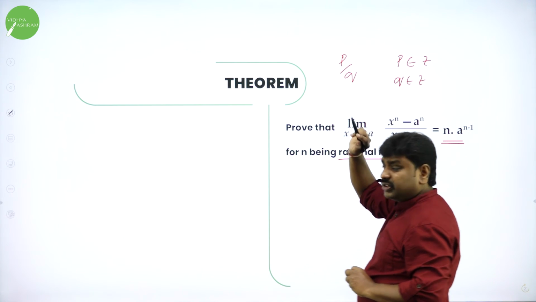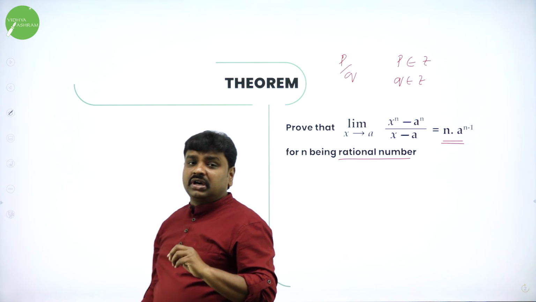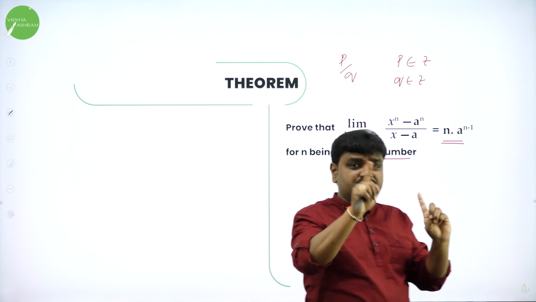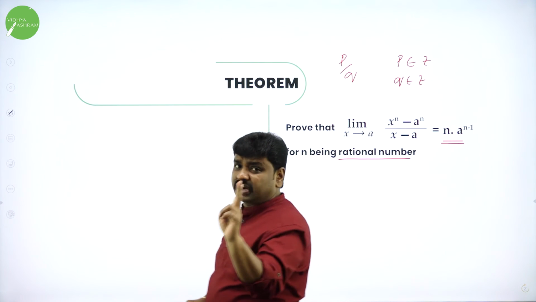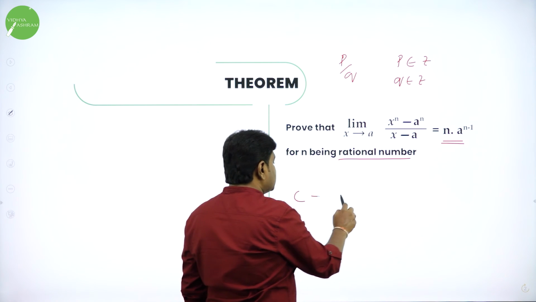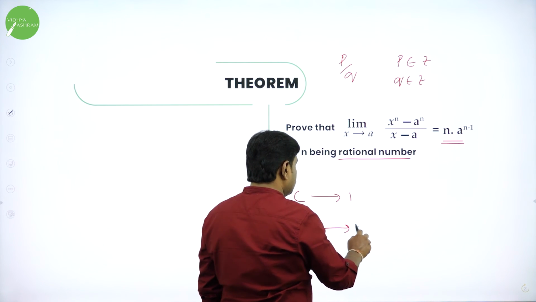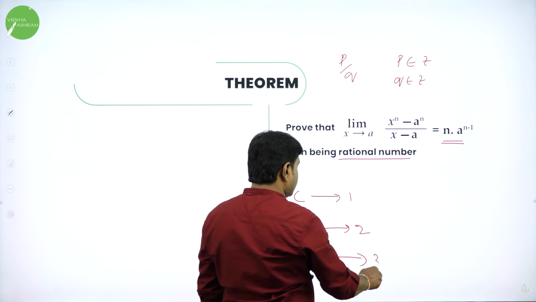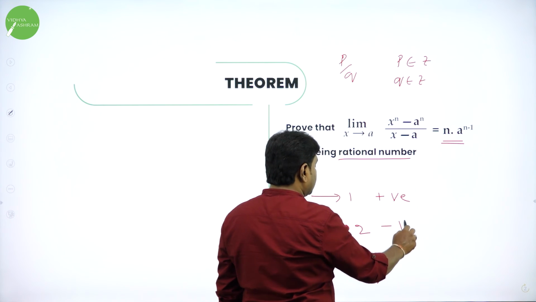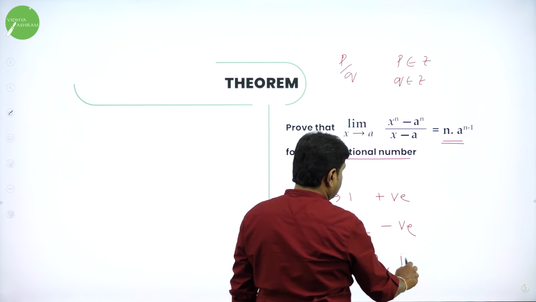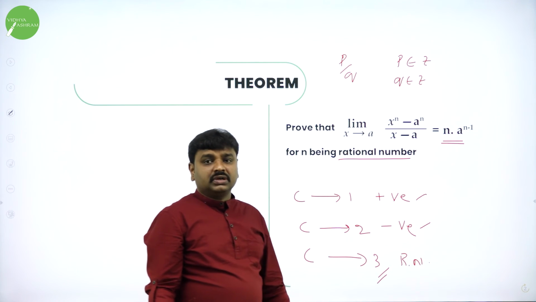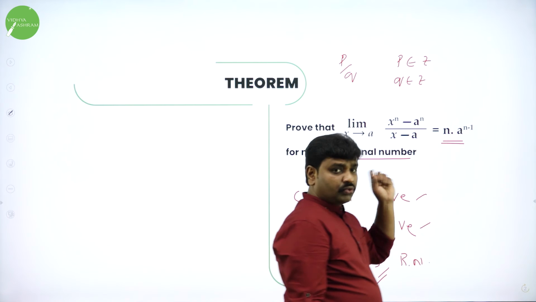So, that is why first we will prove for positive integers. I am going to derive this in 3 stages. Case 1 will prove for positive integers. Case 2 will prove for negative integers, then we will prove for rational numbers. So, I am proving it as case 1, case 2, case 3. In 3 cases, we will prove the theorem. Using this and this, we will prove for rational numbers. So, now we will start with the proof.